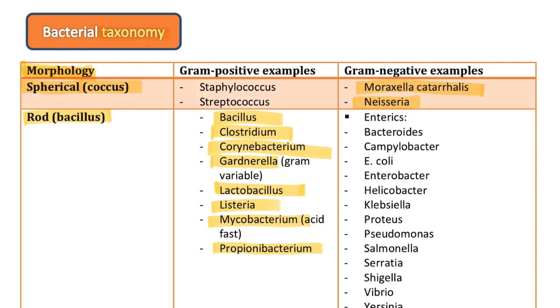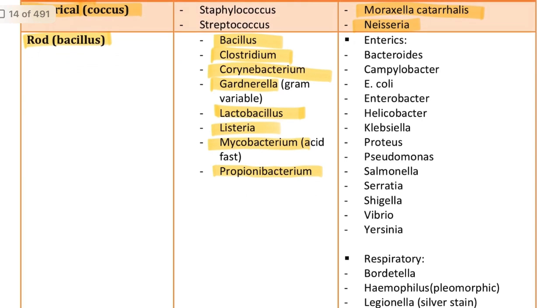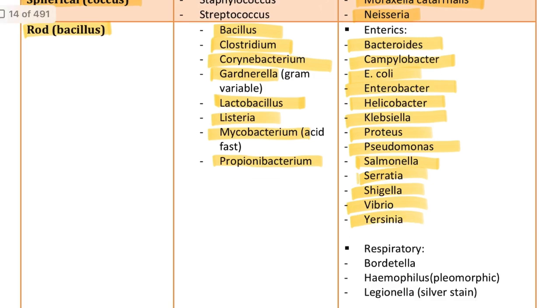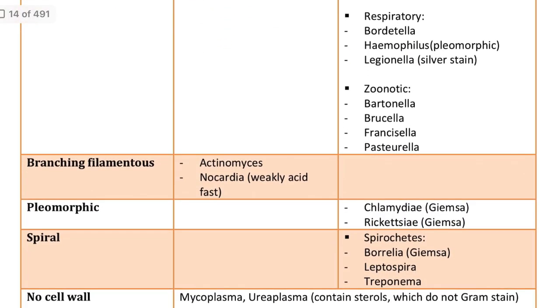Next one, in gram negative rods we can see them based on system. First one, enteric, meaning gastrointestinal pathogens or microorganisms like Bacteroides, Campylobacter, E. coli, Enterobacter, Helicobacter, Klebsiella, Proteus, Pseudomonas, Salmonella, Serratia, Shigella, Vibrio, Yersinia. In the respiratory system we can see Bordetella, Haemophilus and Legionella. In zoonotic we can see Bartonella, Brucella, Francisella and Pasteurella.